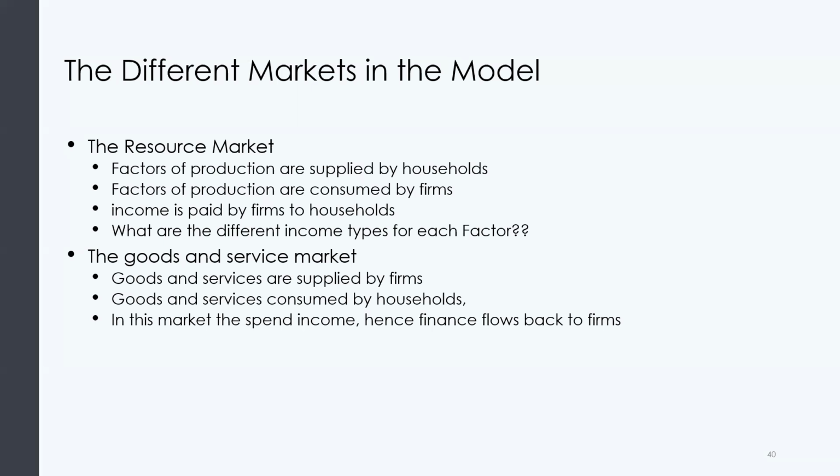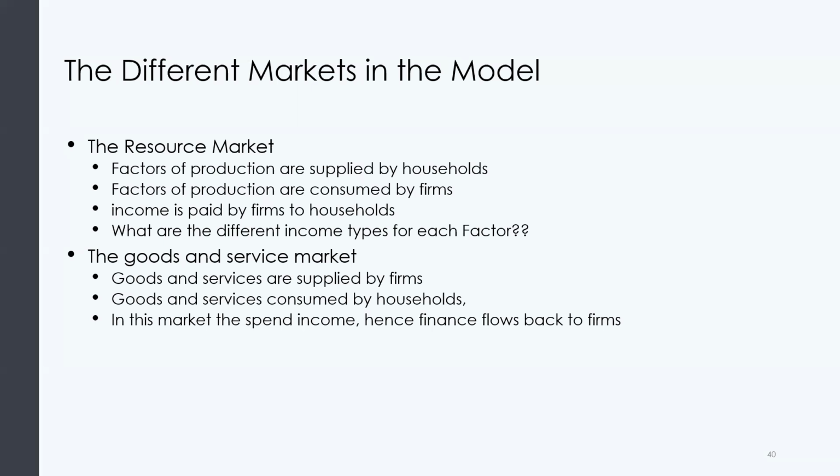But when households supply factors of production, they earn certain incomes or certain wages from what they've supplied. If they supply labor, they get a salary or wages. If they supply land, they get rentals in return. If they supply entrepreneurial skills, they are given a profit. If they supply capital, they are given interest for the capital that they have supplied. So those are the things that happen in the resource market.